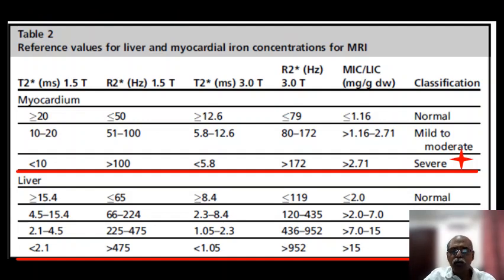So this is how we give reference values. Myocardium, T2 star more than 20, R2 star less than 50. Similarly, at 3 Tesla, here is what is normal, what is mild to moderate, what is severe. Similarly, for liver, you can give how much is the T2 star.